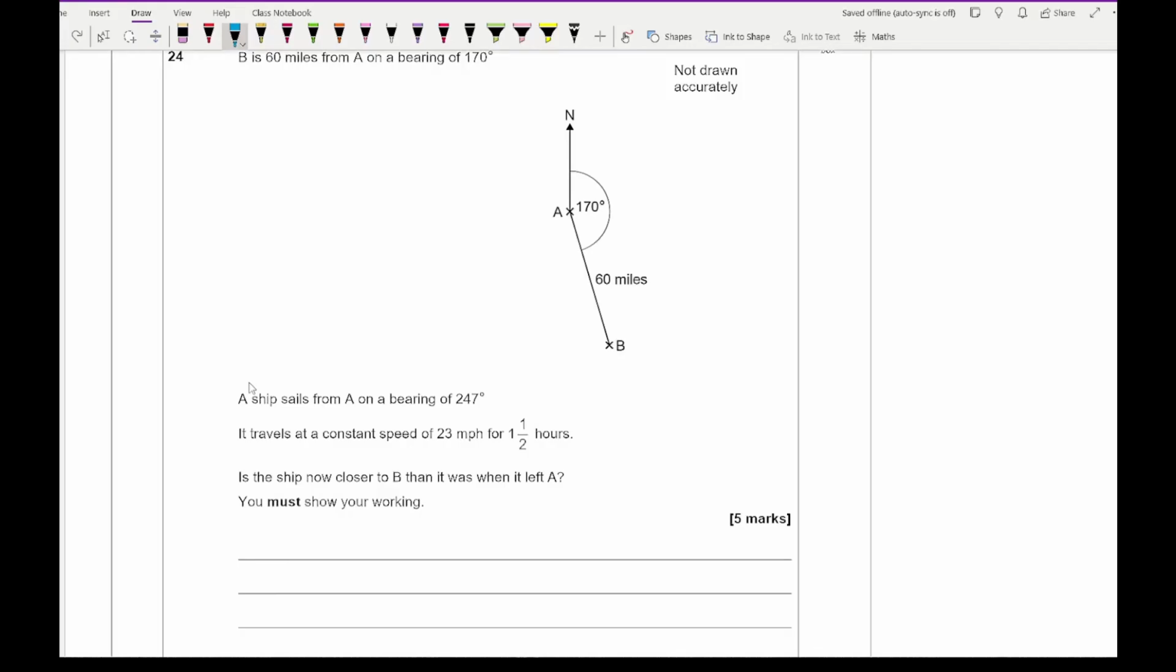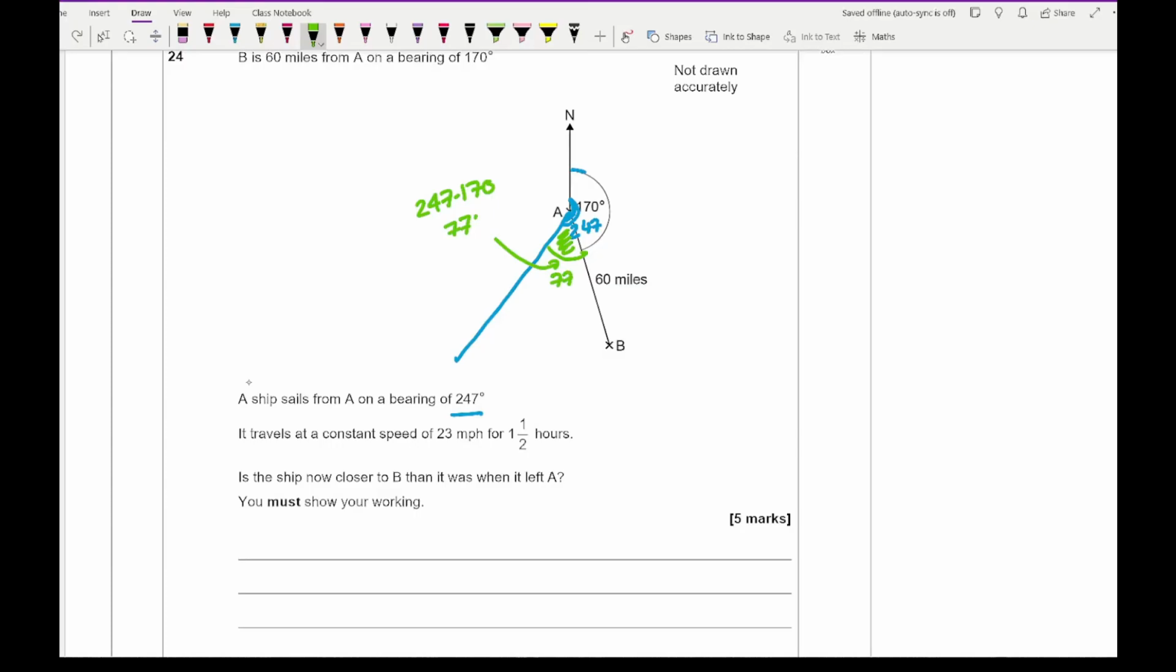So 247 degrees is somewhere going to be here. Now, working out what this angle here is going to be, well, that's 247. So I can then work out what this angle here is going to be, and that angle there is going to be 247 take away 170, which is 77 degrees.